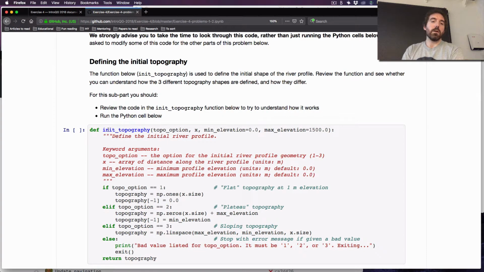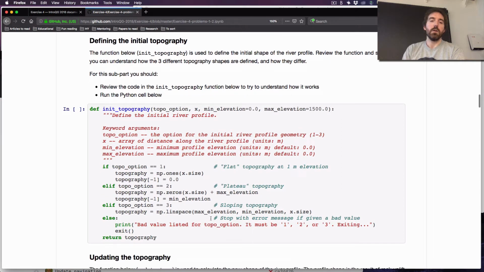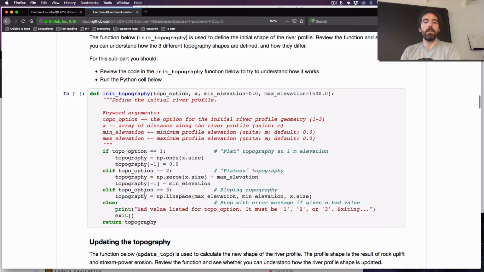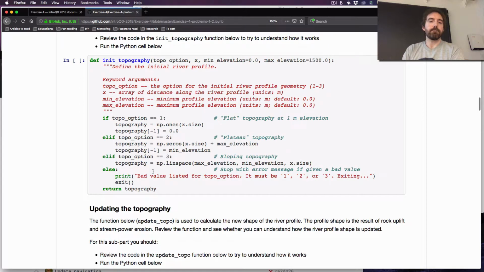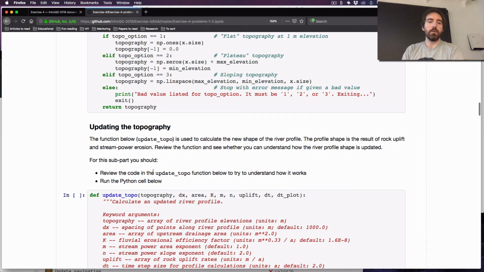So there's one here called init topography. It's supposed to define the initial shape of the river profile. And there are some different options for how you do that. You can look through there, and I think this one's not too bad to understand what it's doing, and its purpose is also relatively clear.